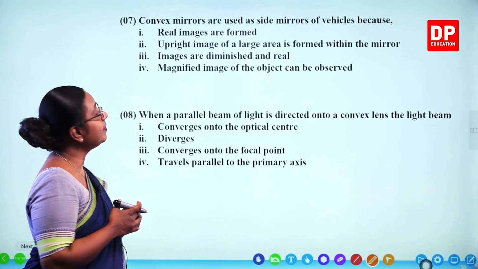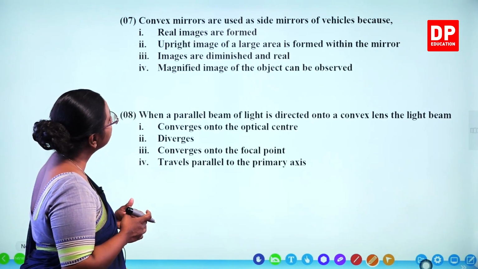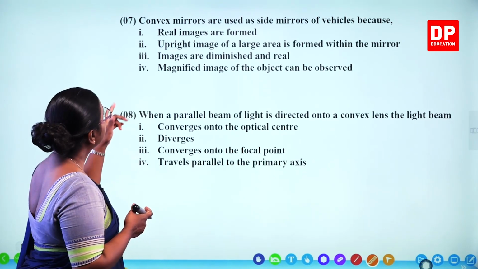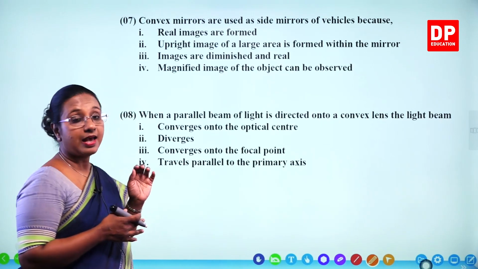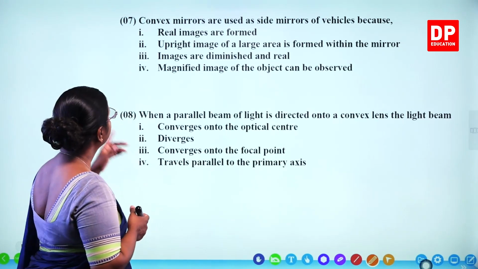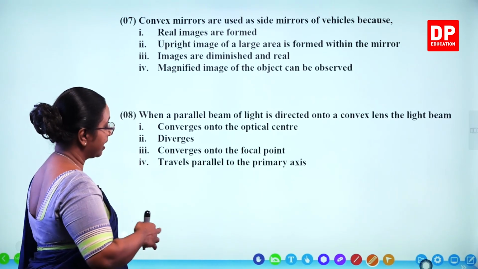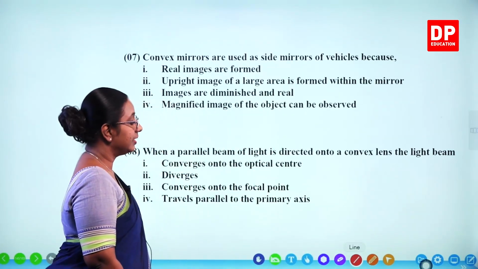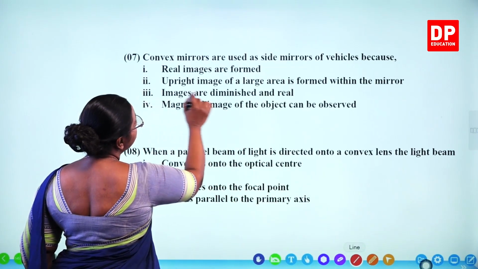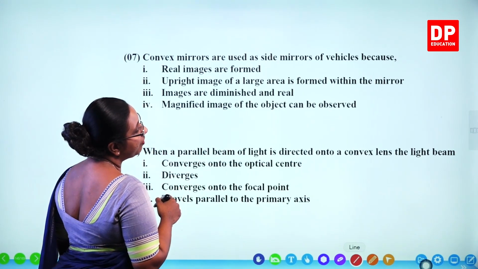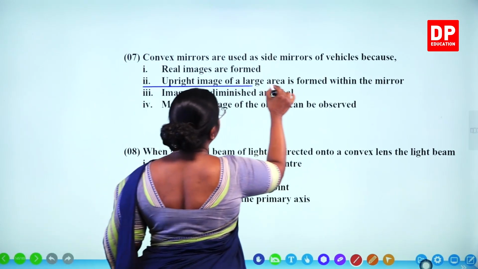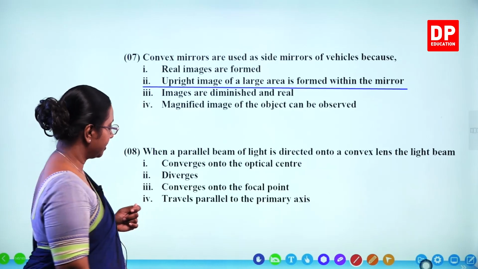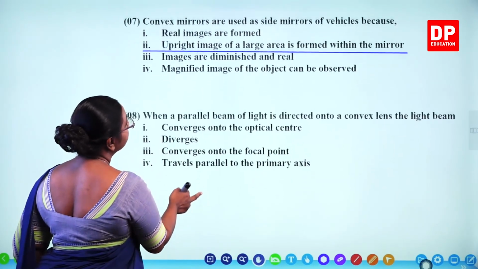Real images are formed, that is not correct. Upright images of a large area is formed within the mirror, that is correct. Images are diminished and real? They are diminished but they are not real. Magnified image of the object can be observed? So here again, the purpose is to see smaller images. So the upright image of a larger area is formed within the mirror. That is the correct answer. Okay. So that's the correct answer there. Then we have the next question.